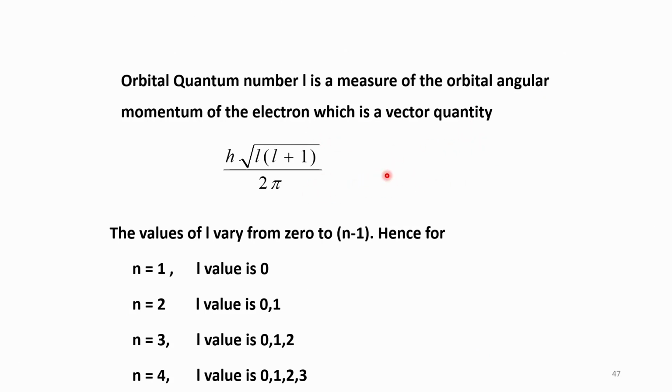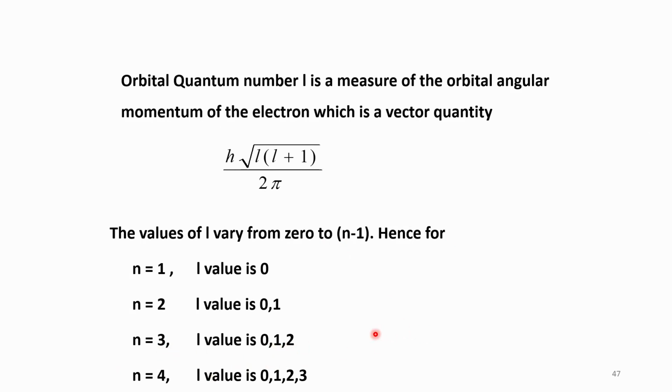This is another way of describing the electron. The values of L vary from 0 to n minus 1. So, when n is 1, L value is 0; n is equal to 2, L will be 0 and 1; n is equal to 3, again n minus 1 means it should become 0, 1 and 2.